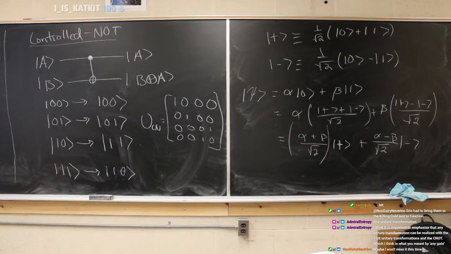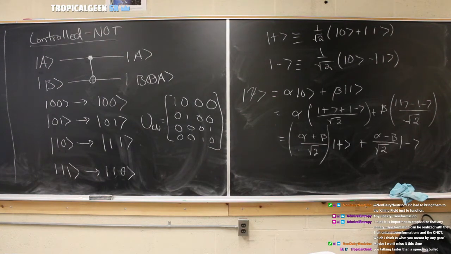I think it's important to emphasize that any unitary transformation can be realized with a 1-bit unitary transformation and the C naught, which is, I think, what you meant by any gate. Yes, yes. So what Hadamard entropy said is a better way of saying that you can construct any unitary transformation out of a 1-bit unitary gate and a C naught gate.